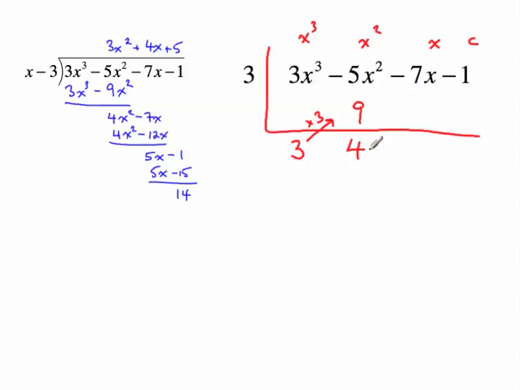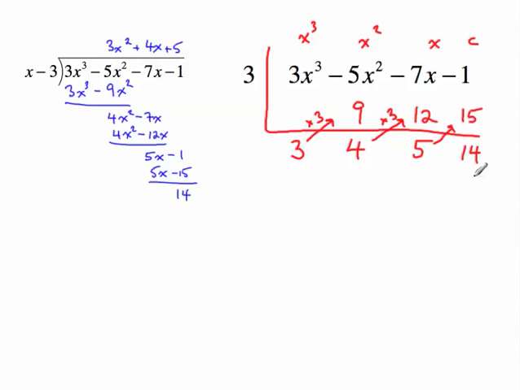And now I'm going to repeat. I take my positive 4, I'm going to carry it up here by multiplying it by this 3. 4 times 3 is 12, I write my 12 down there. Now again I add vertically, negative 7, the coefficient up here, plus 12 is going to give me positive 5. Once more, I take this 5, I multiply it by the 3 over here, I get positive 15. Now I take my positive 15 and add it to the negative 1 above, and I get positive 14.